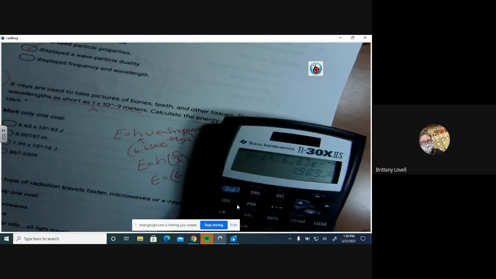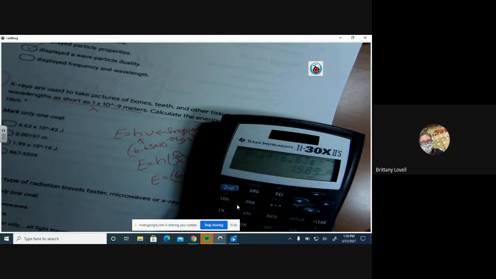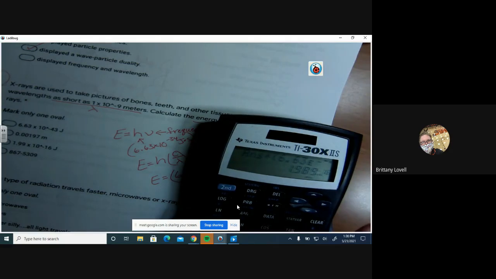And I end up with, if you can see that, 1.99 times 10 to the negative 16. Okay, so let's look over here. The one that's closest to this is this one. That looks pretty right. So let's check the unit. They end it with joules. Joules is energy, right? So that would totally work. So let's see. Going pretty good so far? Yeah. Okay.